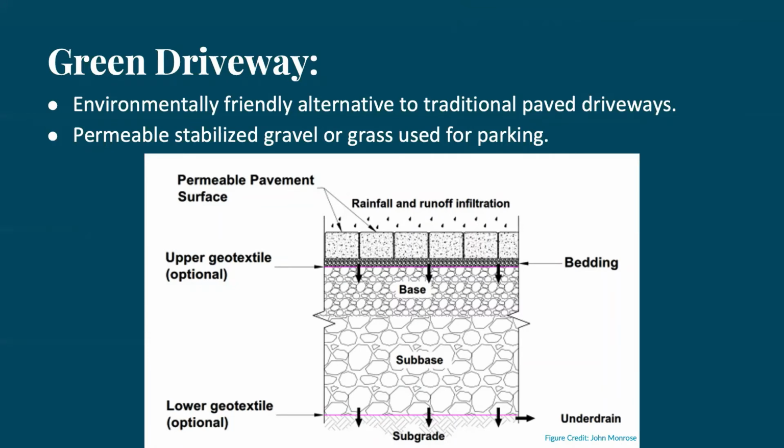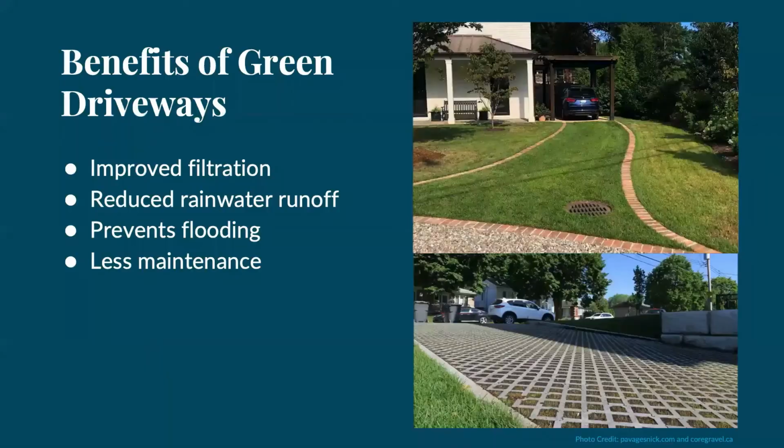So these little honeycomb structures, or otherwise these mats that hold the soil in place, help to stabilize the gravel or the grass so that it can also be used for parking and moving large vehicles, and it won't tear up your lawn. So you can see some examples here, and it just looks really lovely. It's just a continuation of your yard or your lawn. So we have improved filtration, reduced rainwater runoff, once again, prevention of flooding and erosion.